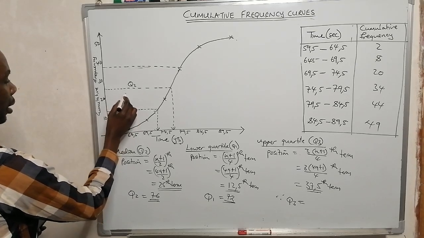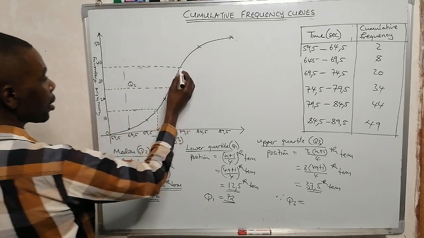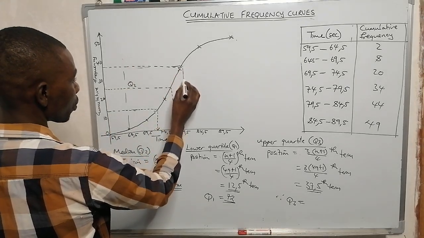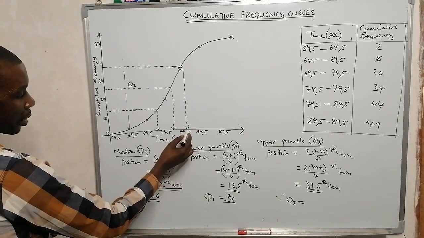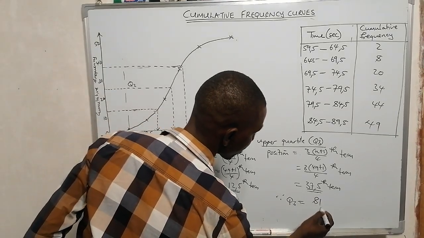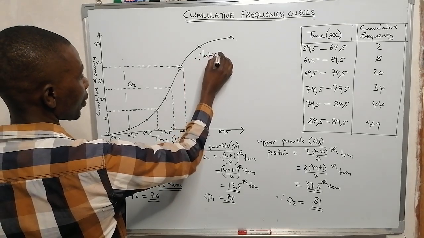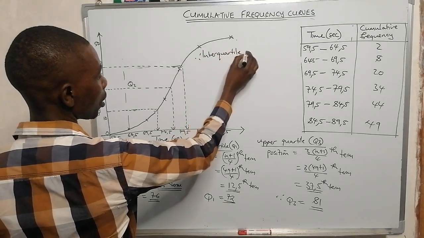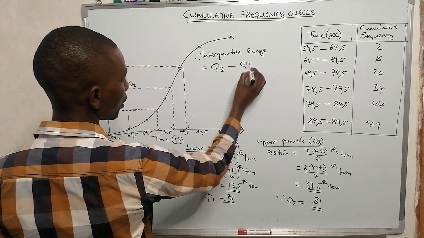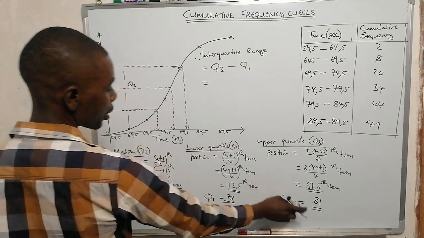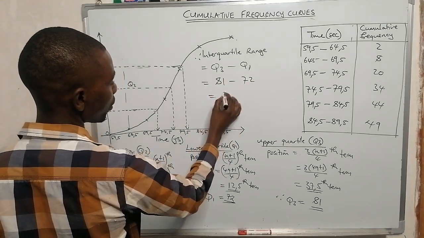You can see the distance here is equal to the distance here, is equal to the distance here, is equal also to the last distance. So that will be your Q3, which is something like we can say 81, right? Now if you want to find the interquartile range, it is given by Q3 minus Q1, which is equal to 81 minus 72, that will be 9.